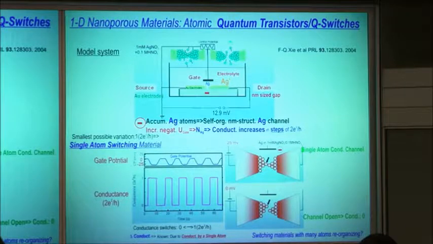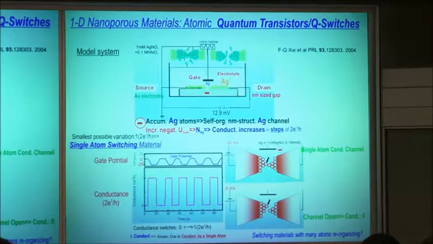In this case, silver atoms were deposited. So here is a gap. We deposit the atoms, and in the end, these silver atoms form a bridge in the gap. So once a bridge is formed, of course, there is electric conductivity between the source and the drain electrode here. And the higher the applied voltage, the more atoms are deposited, and the higher is the conductivity.